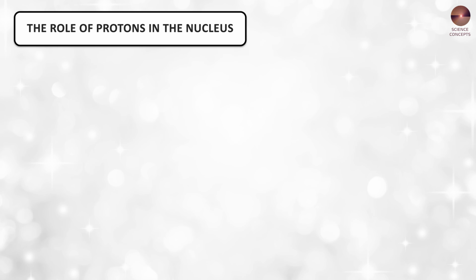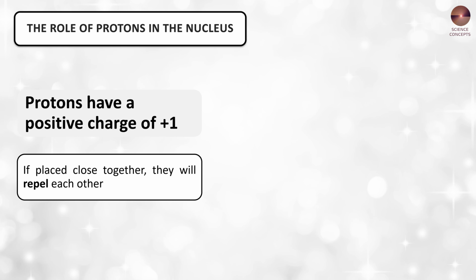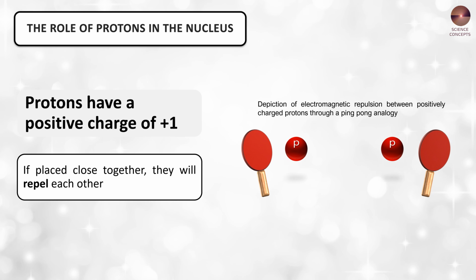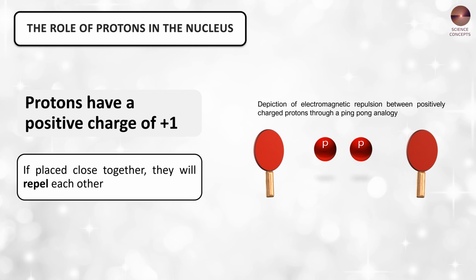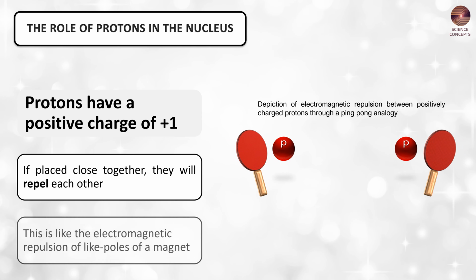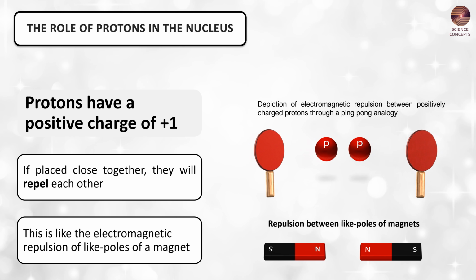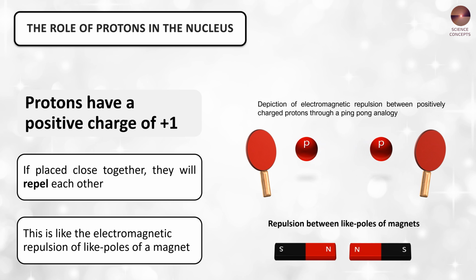The role of protons in the nucleus. Protons have a positive charge of +1. If placed together, they will repel each other. Here we have a couple of animations. One is a depiction of the electromagnetic repulsion between positively charged protons through a ping-pong analogy. Now this is like the electromagnetic repulsion of like poles of a magnet. If you put 2 like poles of a magnet together, then they will repel each other.